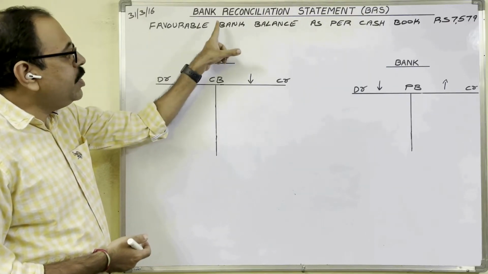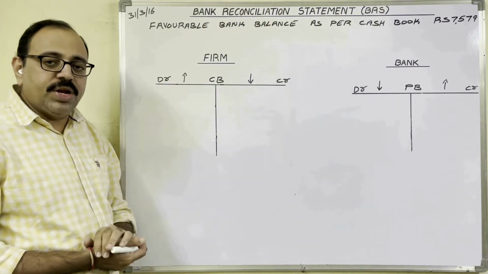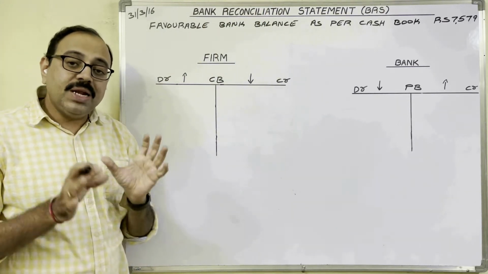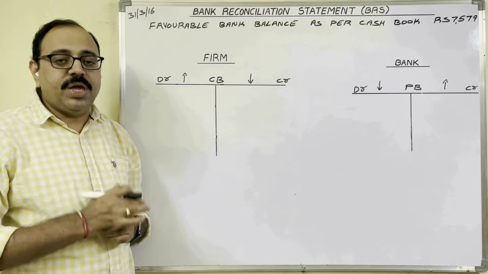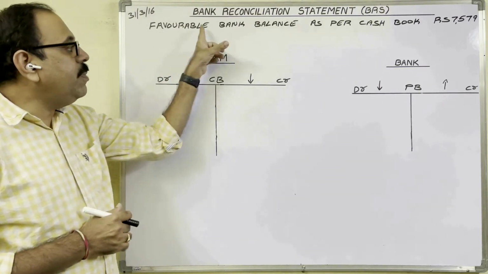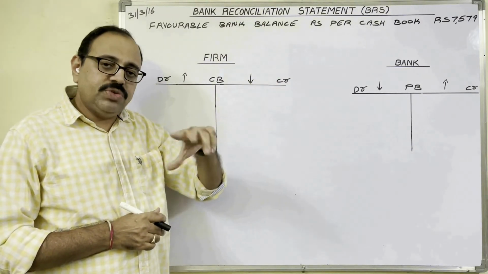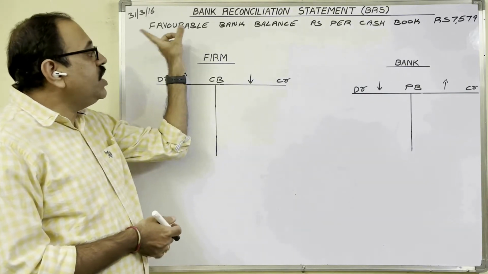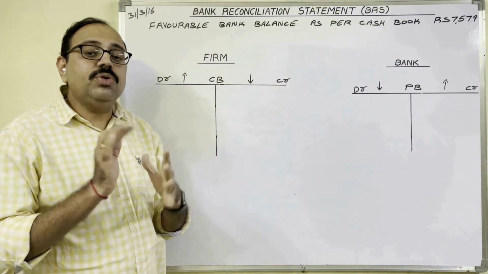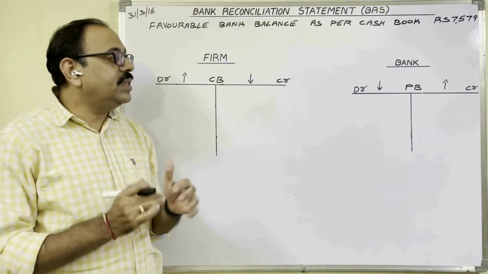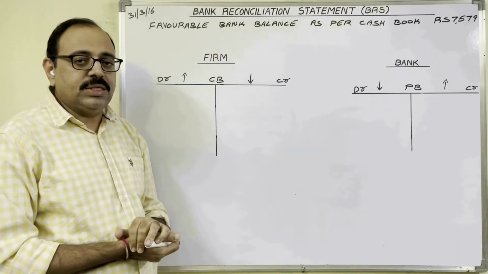In the question, the favorable bank balance as per cash book is given. In the first problem, I clearly explained the rules of preparing a BRS: when a favorable bank balance is given, which rules we should follow, and when an overdraft bank balance is given, which rules we have to follow. So let us recollect the rules for favorable bank balance.